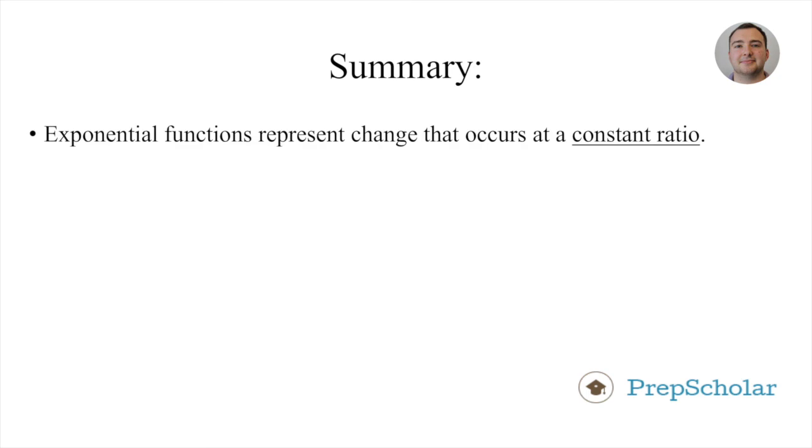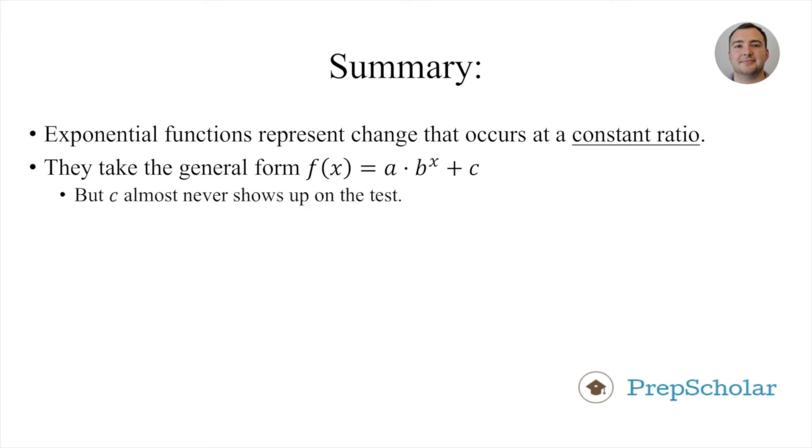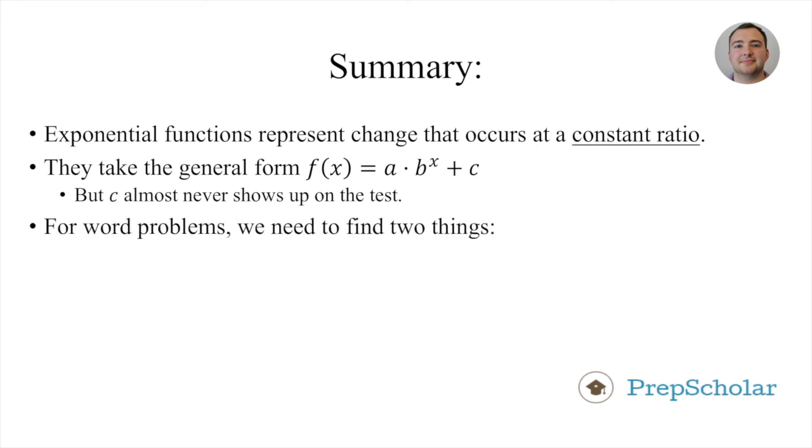Let's summarize what we just learned. An exponential function represents a change that occurs at a constant ratio. Exponential functions take the general form f of x equals a times b to the xth power plus c. But c, vertical shift, almost never shows up on the test. When we're dealing with a word problem that represents an exponential situation, we need to find two different things: our starting point, a, and our ratio of change, b.